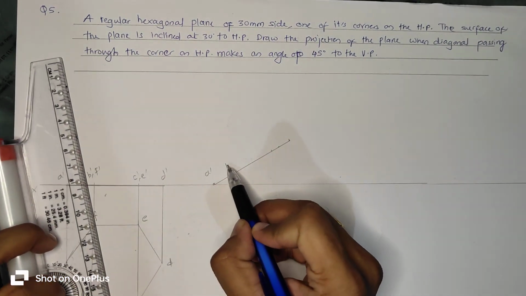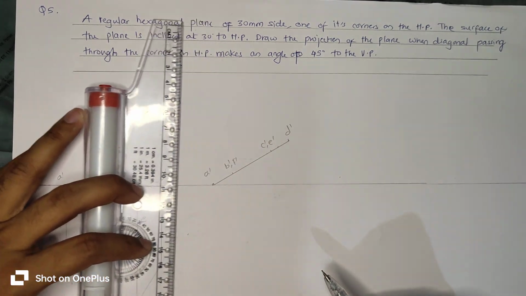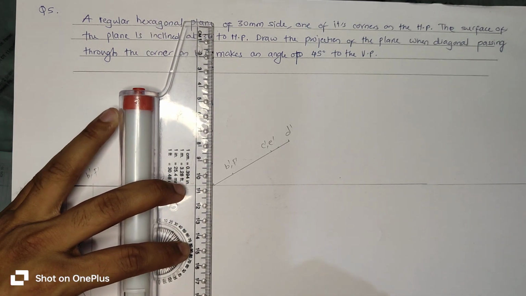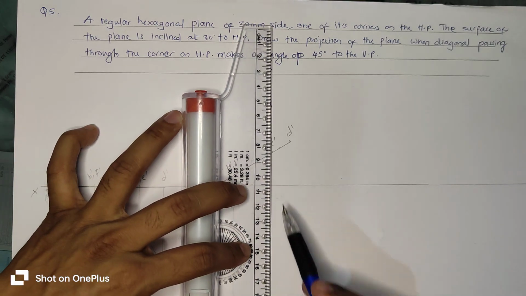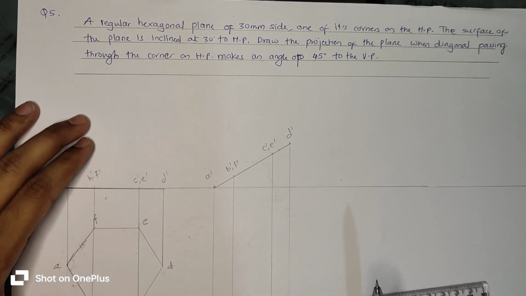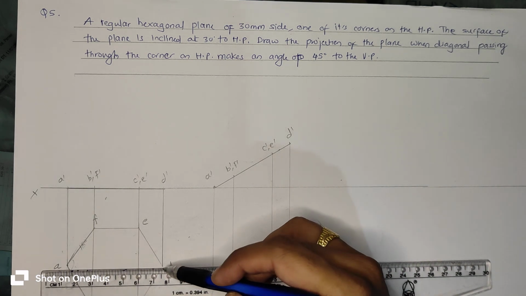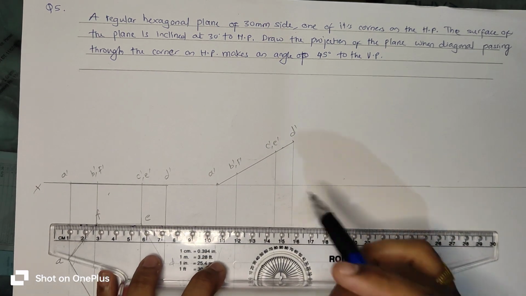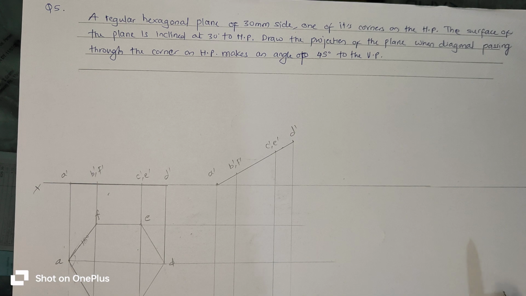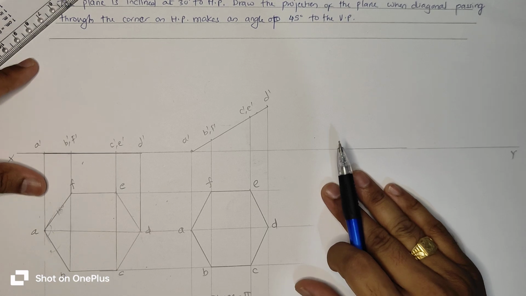Now take projection of these points in the top view area. Then take projection of these points of the stage 1 top view in the stage 2 top view. So this is the stage 2 top view and front view.